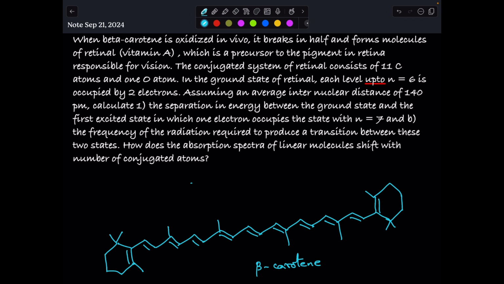Assuming an average internuclear distance of 140 picometer, calculate the separation in energy between the ground state and the first excited state in which one electron occupies the state with n equals 7, and the frequency of the radiation required to produce a transition between these two states. How does the absorption spectra of linear molecules shift with number of conjugated atoms?